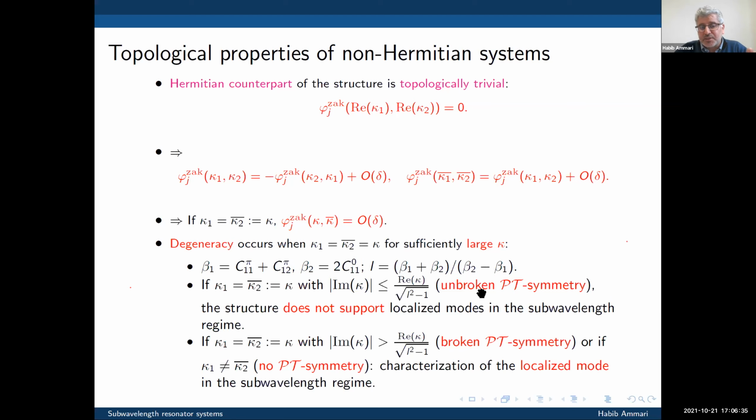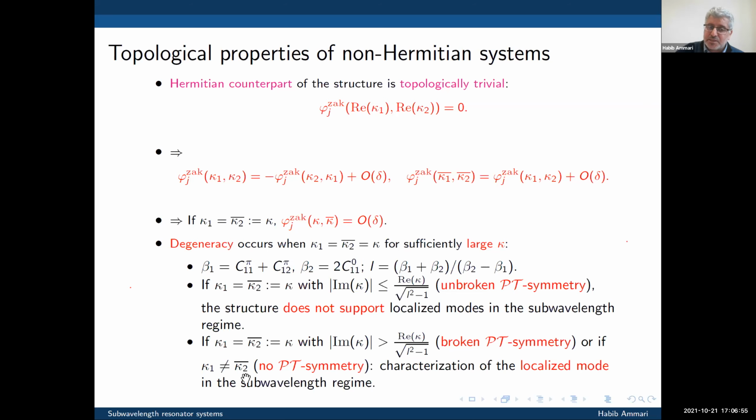Under these assumptions, you need this imaginary part to be larger than the real part over something. So you are in this broken PT symmetry case. If this is the case, then the structure supports localized modes.